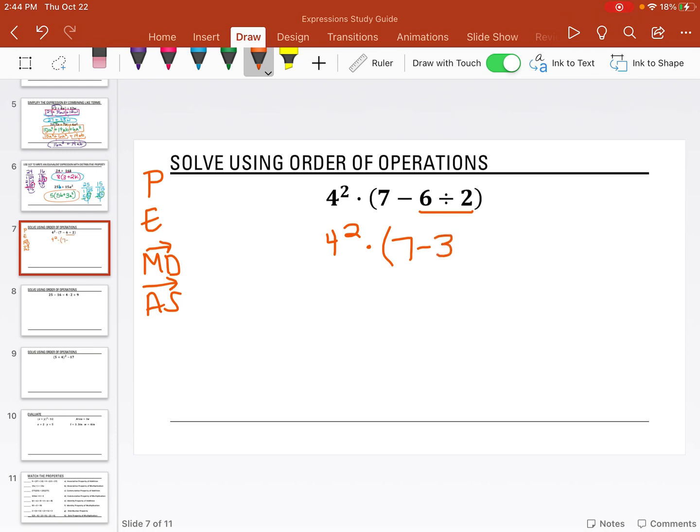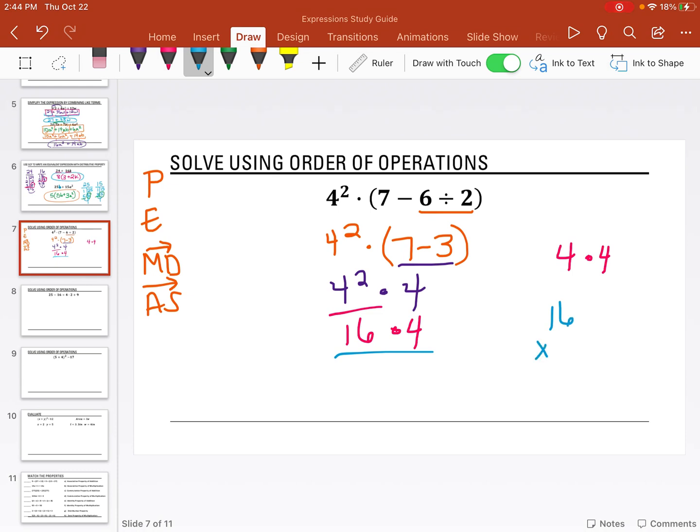6 divided by 2 gives me 3. I'm keeping those parentheses because I'm not done solving everything inside of there. So I still need to finish that off. So I have 7 minus 3, which is 4. Now I can get rid of my parentheses. Then next would be exponents. Remember, this is 4 times 4, which is 16. Okay, and then finally 16 times 4, which I'm going to do over here. See, that gives me 64. So my answer is 64.